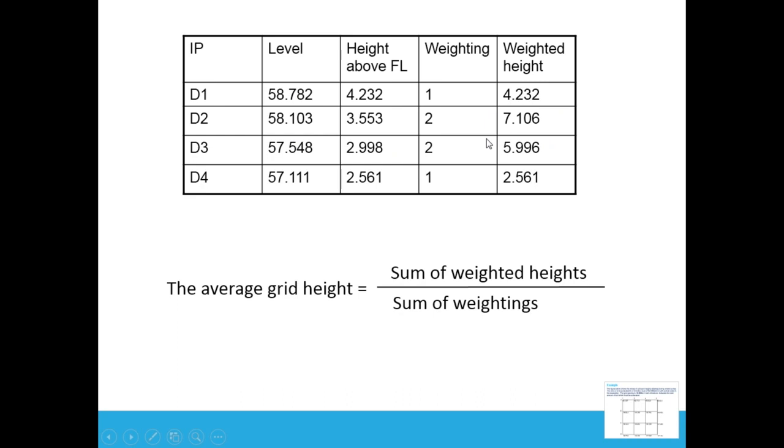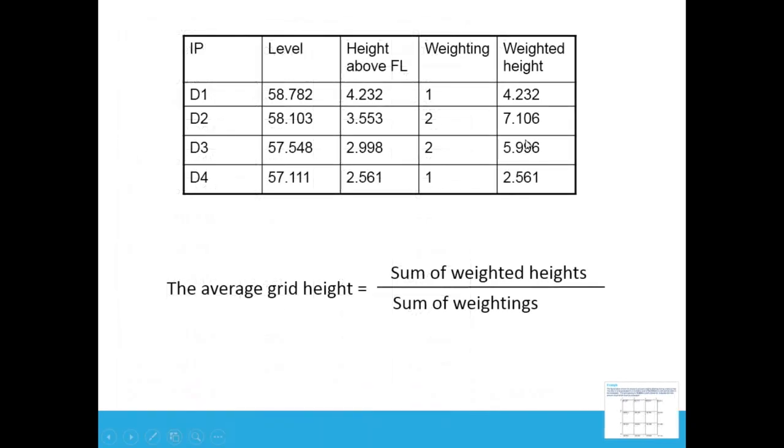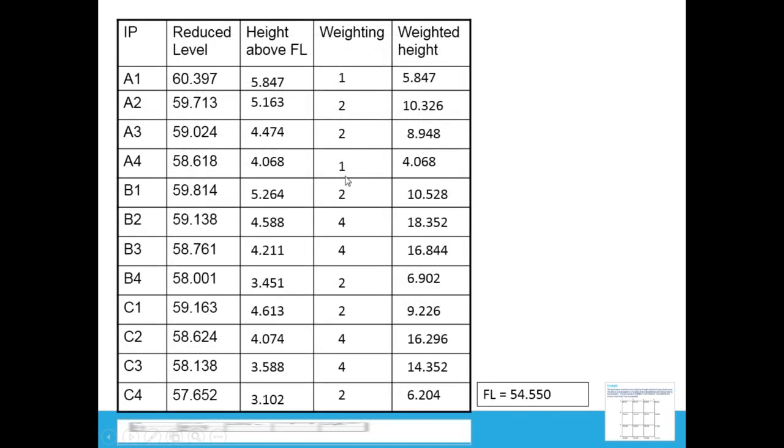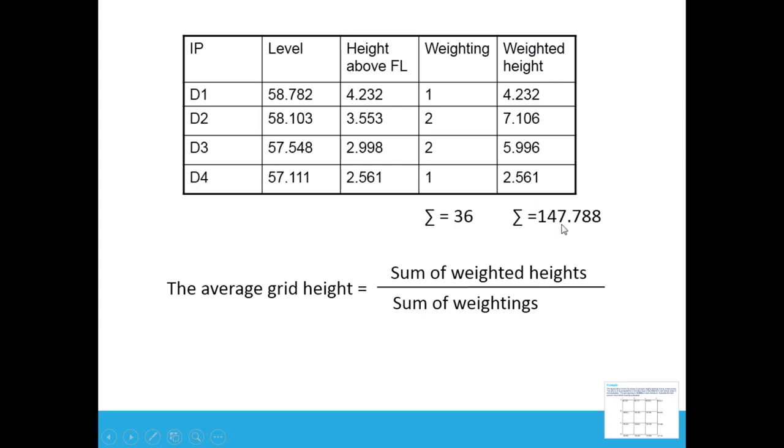Now once we've completed the table, we are going to calculate the average grade height, which is the summation of the weighted heights divided by the summation of the weightings. The summation of the weighted heights is the summation of all of these numbers in this column. We have to find the summation of all of them. And also the summation of the weightings, we have to find the summation of all of these numbers here, 1 plus 2 plus 2 plus 1, etc. So this is the summation of the weightings. The summation of the weighted heights would be 147.788 for this example.